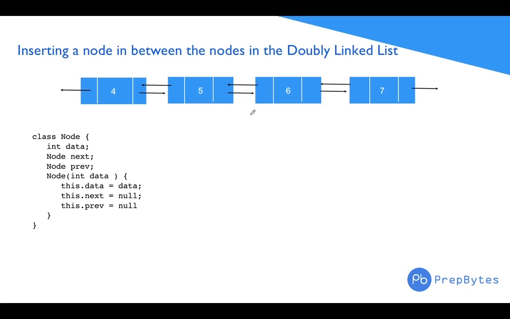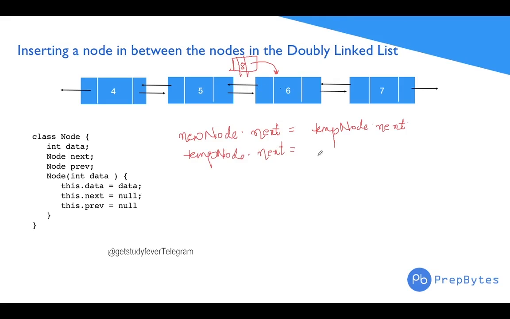The first thing that we will do is update new node dot next is equivalent to temp node dot next. So if this is my new node, the next of this is now pointing to this particular node. Now we have to update prev of this particular node. Since we have a reference to this node, as new node next is this node, I can now update next of this particular node. So I can do temp node dot next is equivalent to new node.